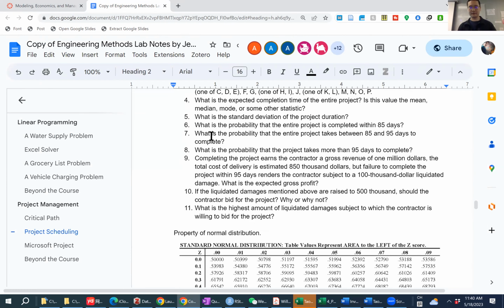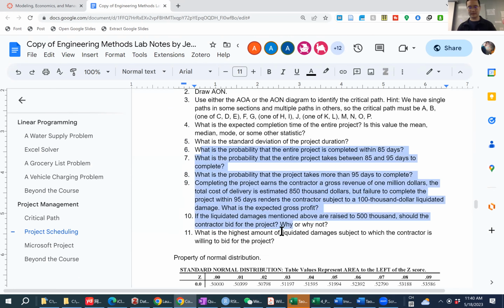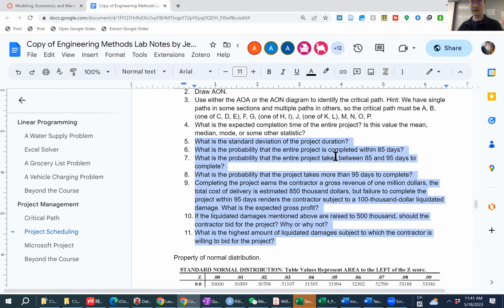So this time we are going to continue working on the problems and try to get the answers for the rest of the questions. It includes the expected duration and the standard deviation, and we need to derive some probabilities, and using the probability, we are going to derive some financial indicators. All right, let me know if you have questions. Here I'm going to draw the diagram again so you know where we're at.